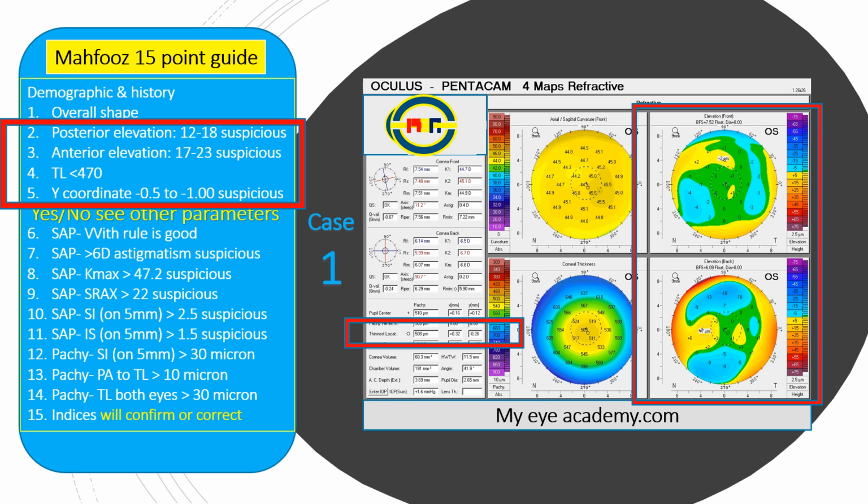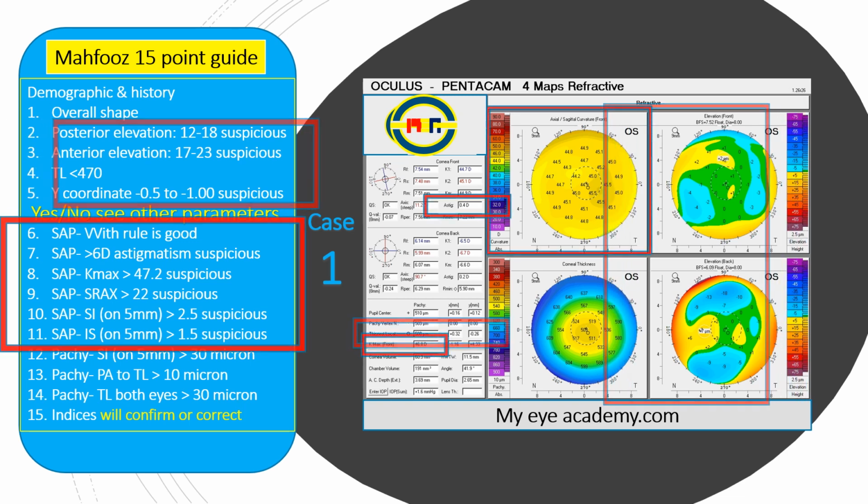Next, look at the posterior elevation and anterior elevation, which are in the normal range, and look at the thinnest location, which is much more than 470, and the Y coordinate is minus 0.26, so all of them are in the normal range. So we think most probably it's a normal cornea, and we'll confirm it with the findings in the SAP and in the Pachy map.